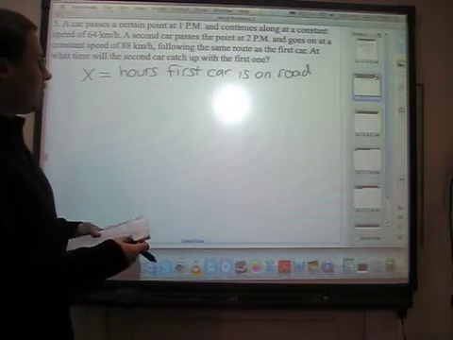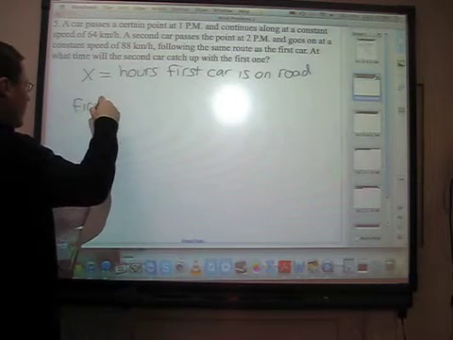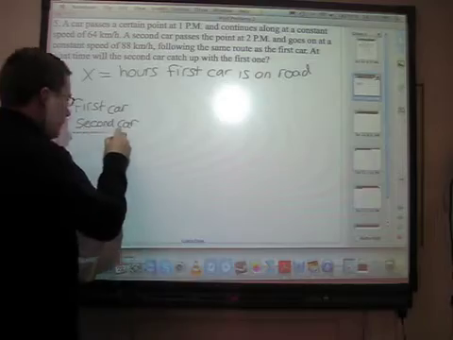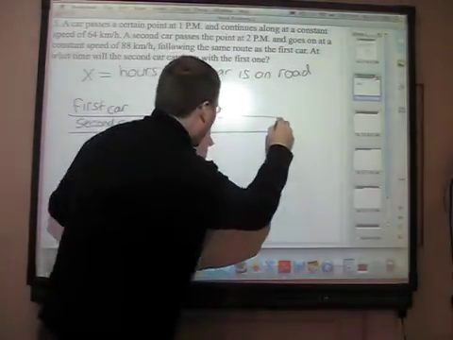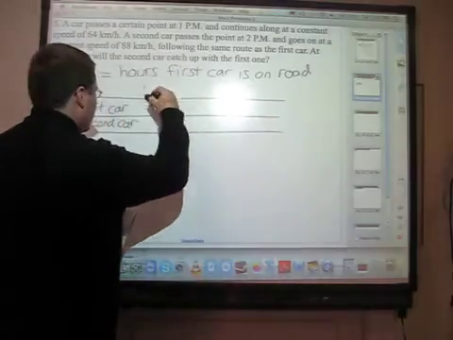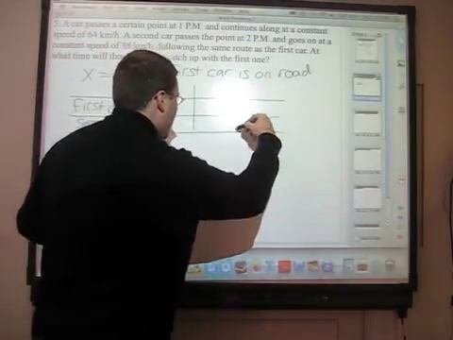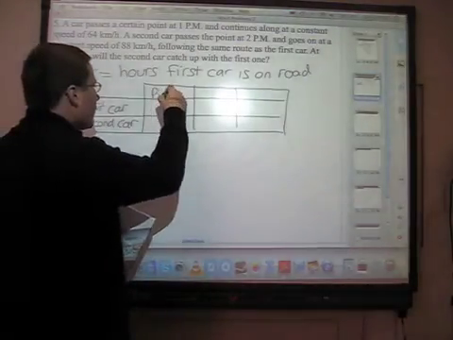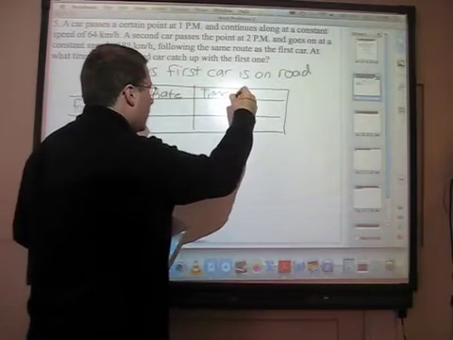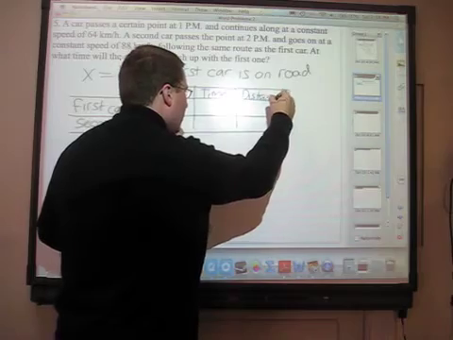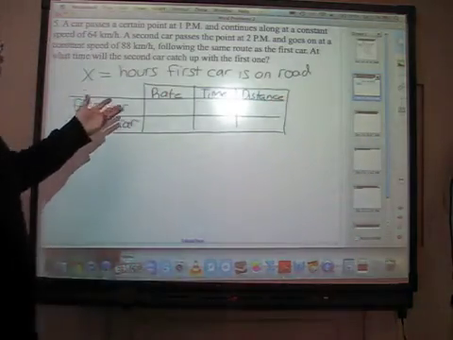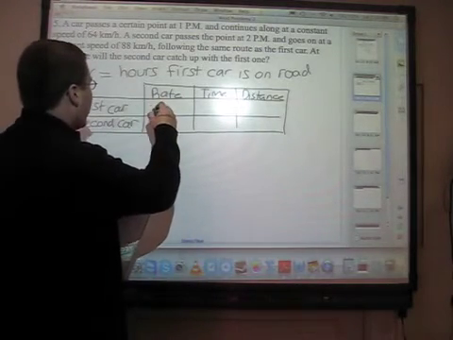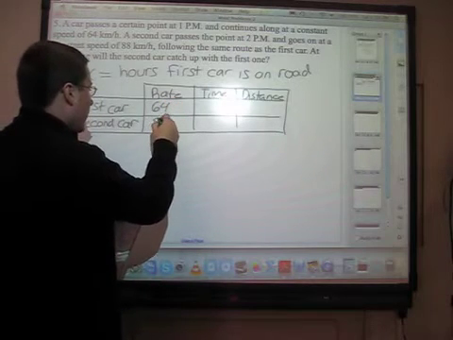So let's get our chart ready. We've got first car, we've got second car. Okay, so we've got rate, time, and distance. The rates come right from the problem. We've got a rate of 64 kilometers per hour, so that's the first car, 64. The second car is going at 88.